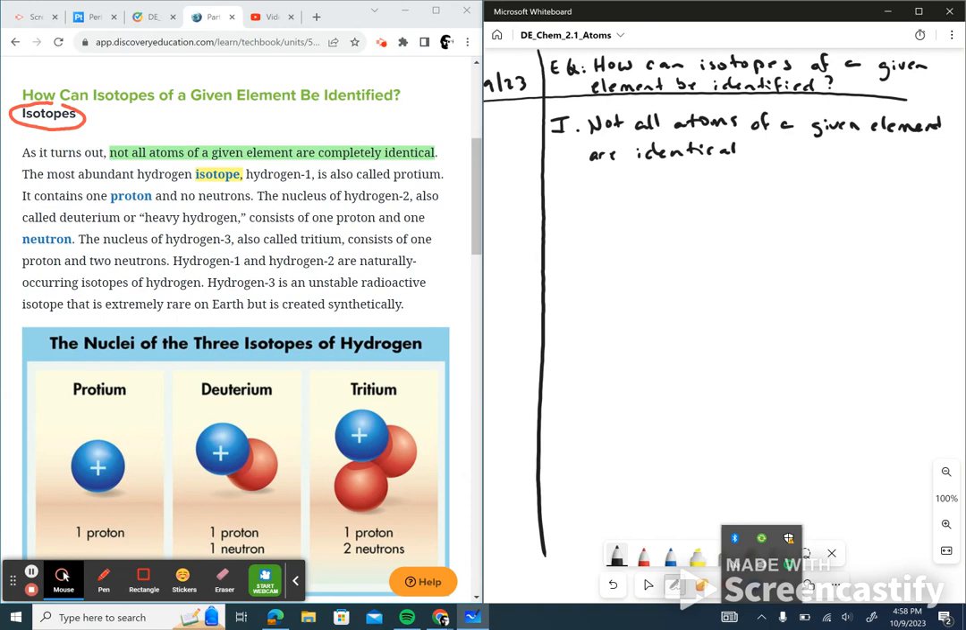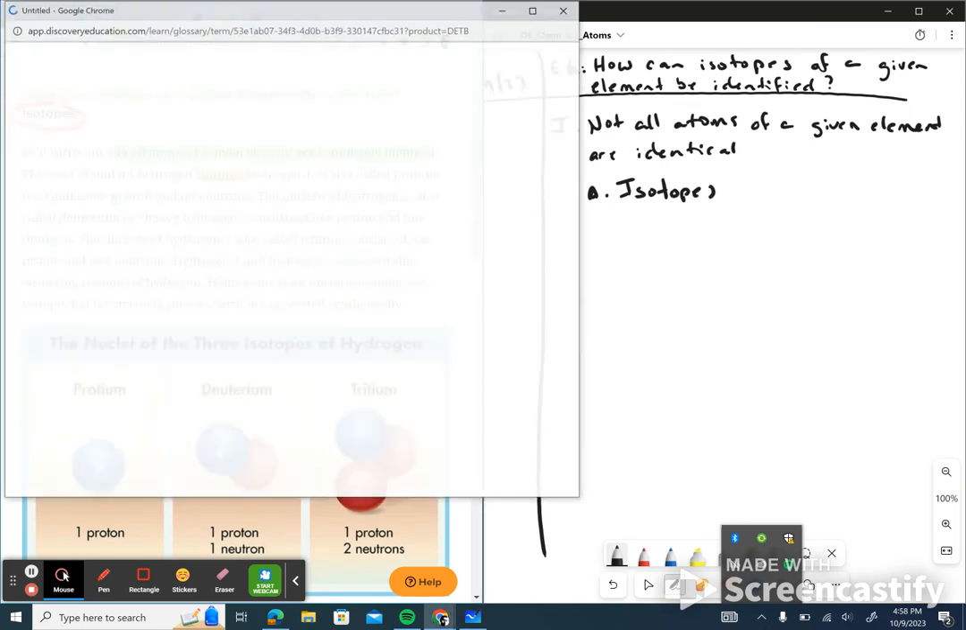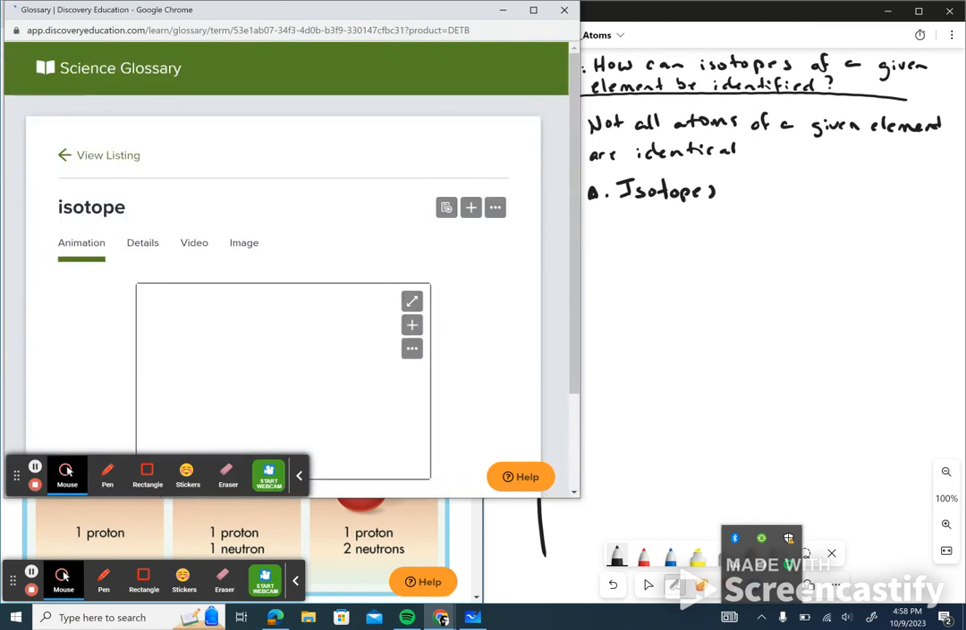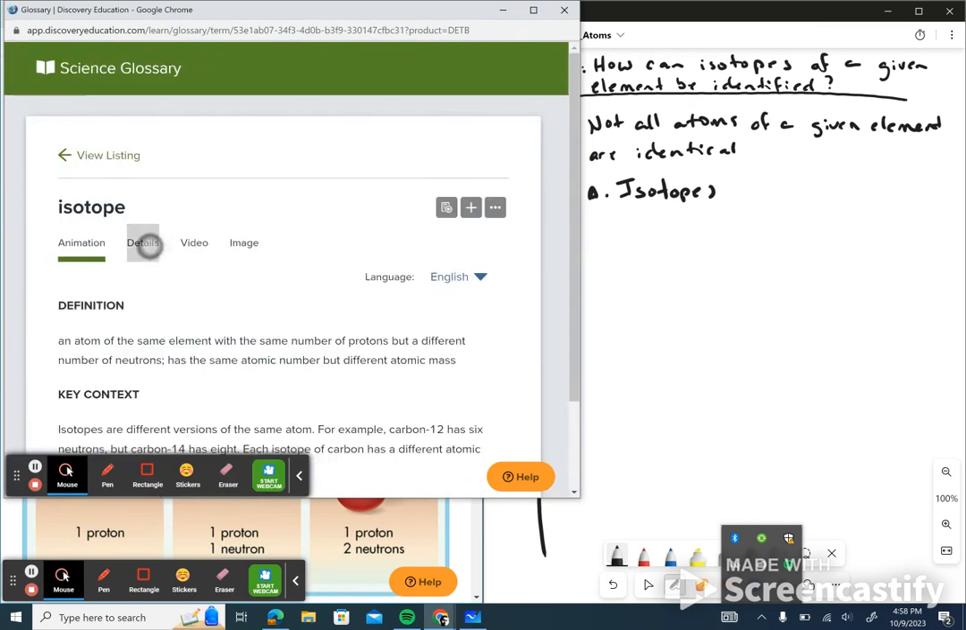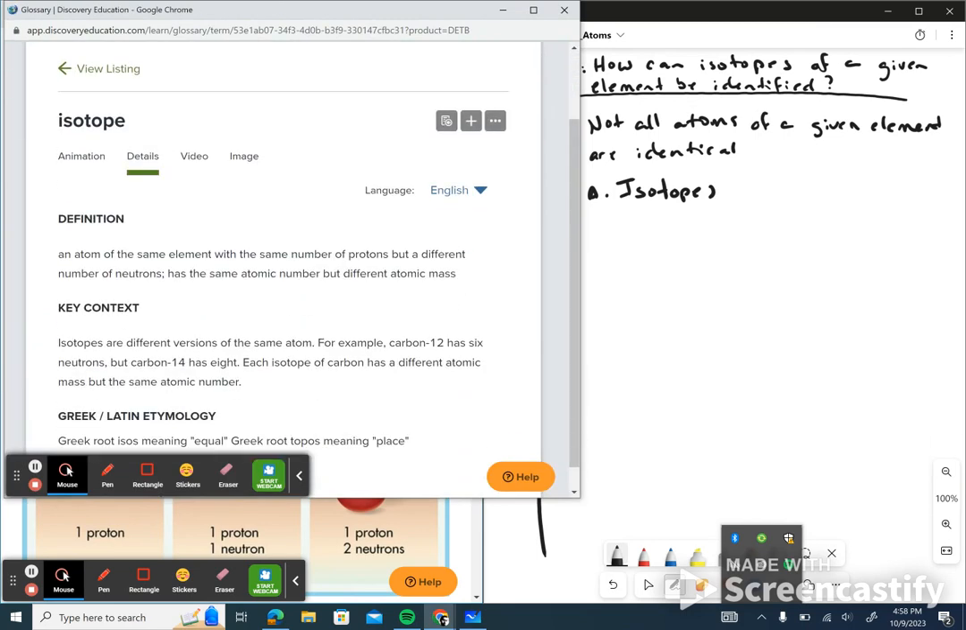Okay, so this brings us into our conversation about isotopes, and we've already kind of addressed this. Isotopes. If we were to click on that, remember, always click on these things there. What is an isotope? An atom of the same element with the same number of protons but different numbers of neutrons. It has the same atomic number but a different atomic mass. Okay, you need to know that.